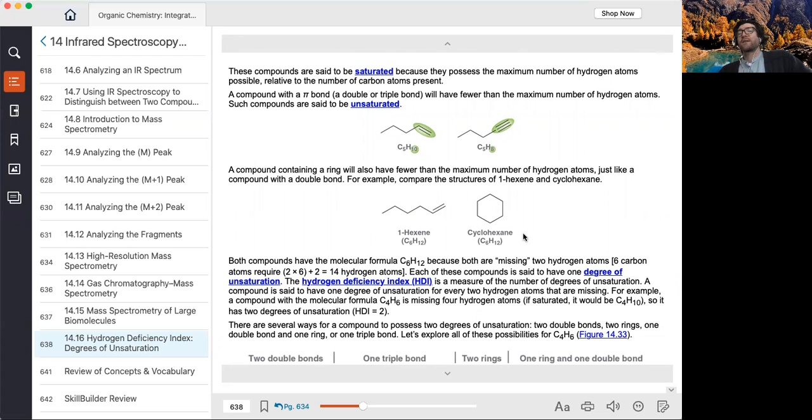So we call these, well, I guess they're typically not saturated because, well, no, they are. They still have the maximum number of hydrogens, but a ring structure has 1 degree of unsaturation in the hydrogen deficiency index. So hexene, C6H12, if this was a fully saturated molecule, we would expect it to be C6H14. And for cyclohexane, we would expect C6H14 as well. However, because there's 1 degree of unsaturation, we're missing 2 hydrogens, and now it's C6H12.